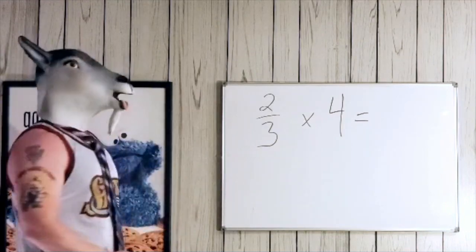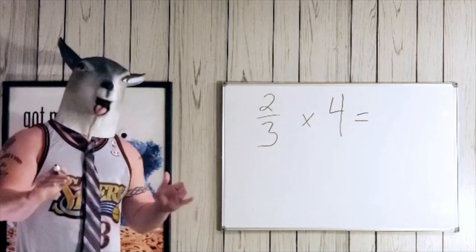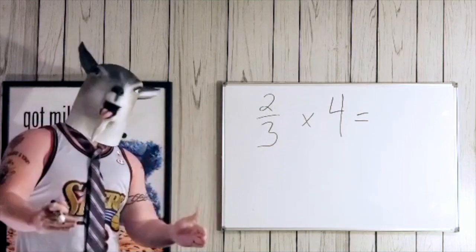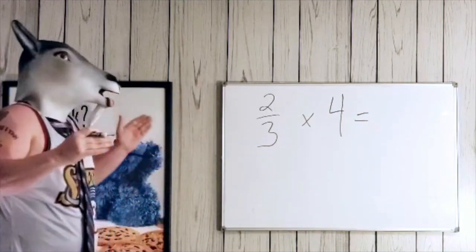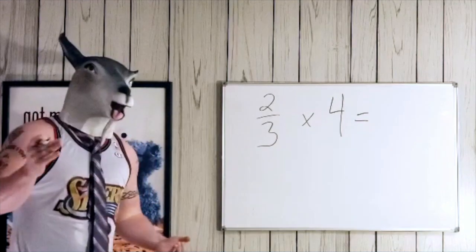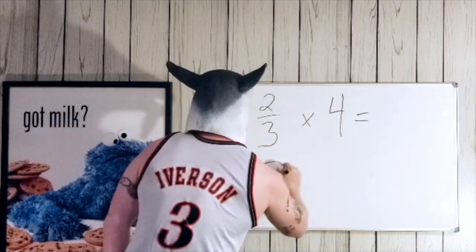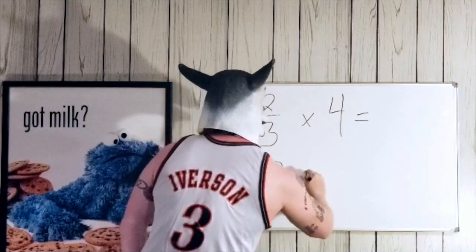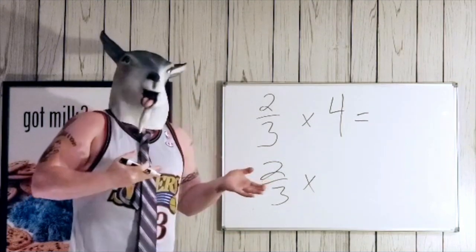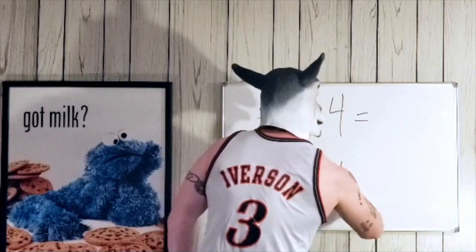So you got 2 over 3 times 4. It looks difficult. Listen, I'm not taking it away from you. It does look difficult, but it's going to be easy. So we're going to go ahead and just go get it. The first thing I'm going to do is rewrite it. I'm going to rewrite it as 2 over 3 times, now what do I know? I know what 4 is. 4 is the same thing as 4 over 1. So it's going to be 4 over 1.